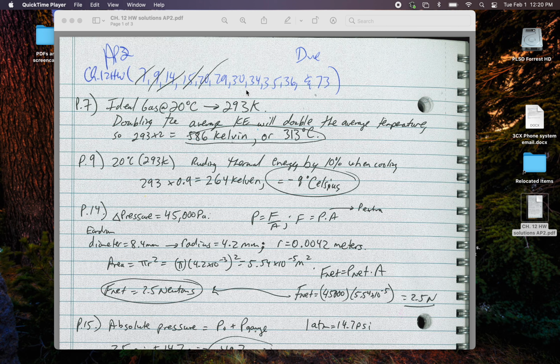These are the homework solutions and explanations for Chapter 12 homework. Four problems were assigned last week. The rest of them are assigned due today, which is February 1st. Okay, so we went through these, but I'll just talk briefly.